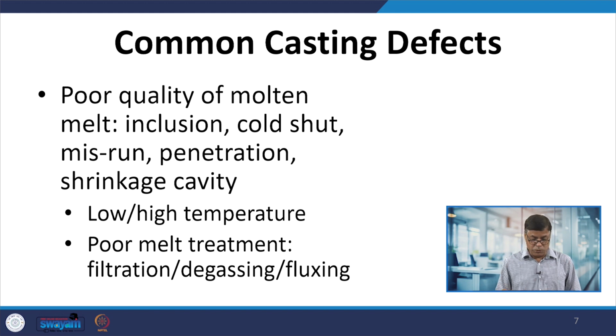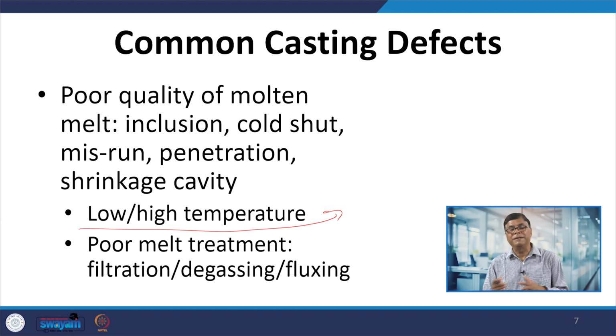There are two aspects related with the molten metal quality. One is the appropriate temperature at which the molten metal is being poured into the mold or the gating system. If it is too low, then the too low temperature will be causing higher viscosity and higher surface tension, and that in turn will be reducing the flowability or fluidity of the molten metal, which will make the filling of the mold difficult, and if it does not happen effectively, then it will be leading to defects like cold shut or misrun.